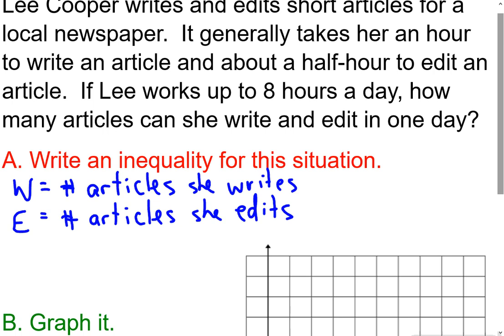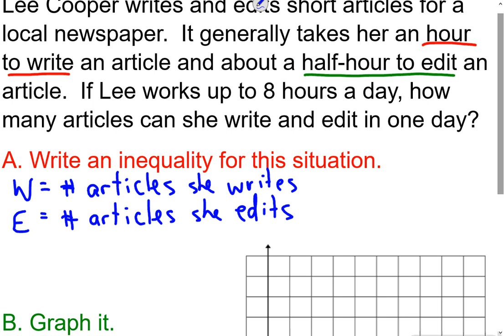And now we can start looking at the inequality that we can write. All right, so it takes her, let's say, an hour to write and a half hour to edit. So that's going to tell me that if I take 1 hour and multiply it by the number of articles she writes, that'll tell me the total number of hours it takes her to write those.